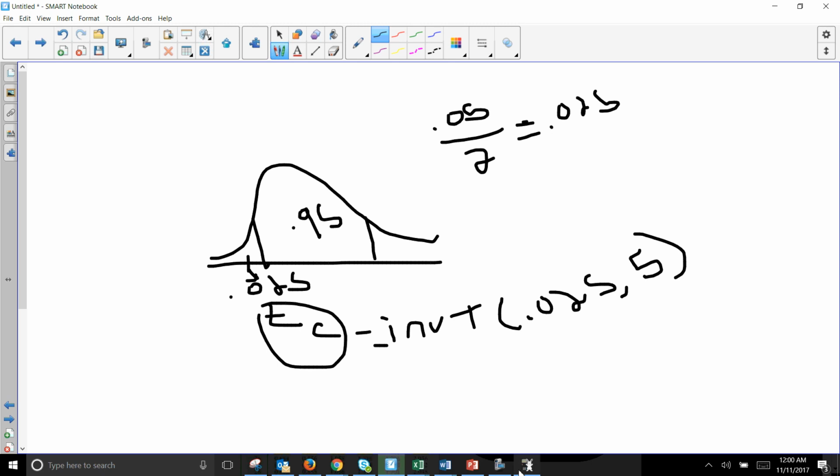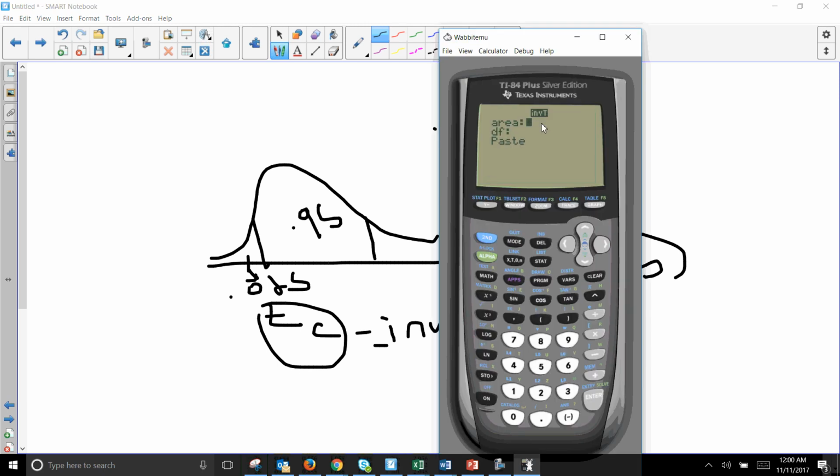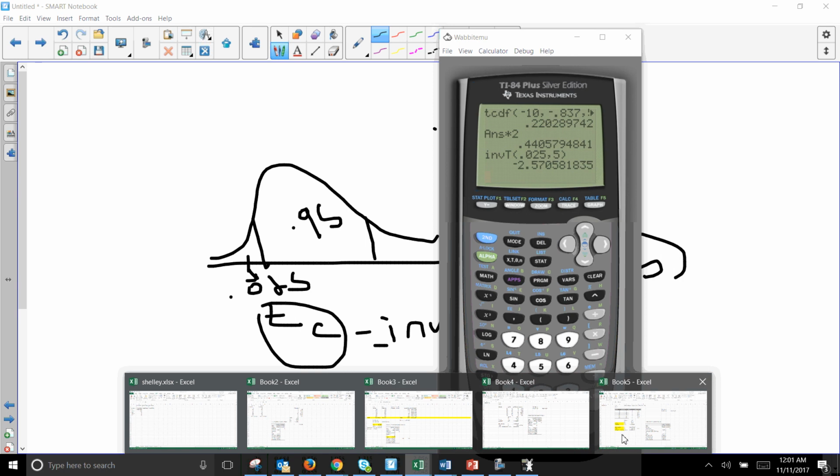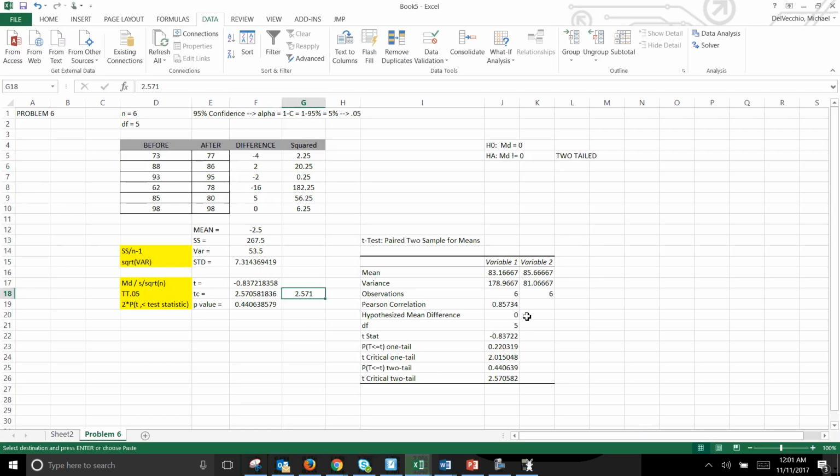Okay. So let's go back to the calculator. The area is going to be 0.025. We use degrees of freedom of 5, and we'll go down to paste, and we get -2.57, which is exactly what we got when we looked it up on the table and when we did the calculations using Excel and when we used the data analysis. So everything matches up. The world is good, and I hope you found this helpful.